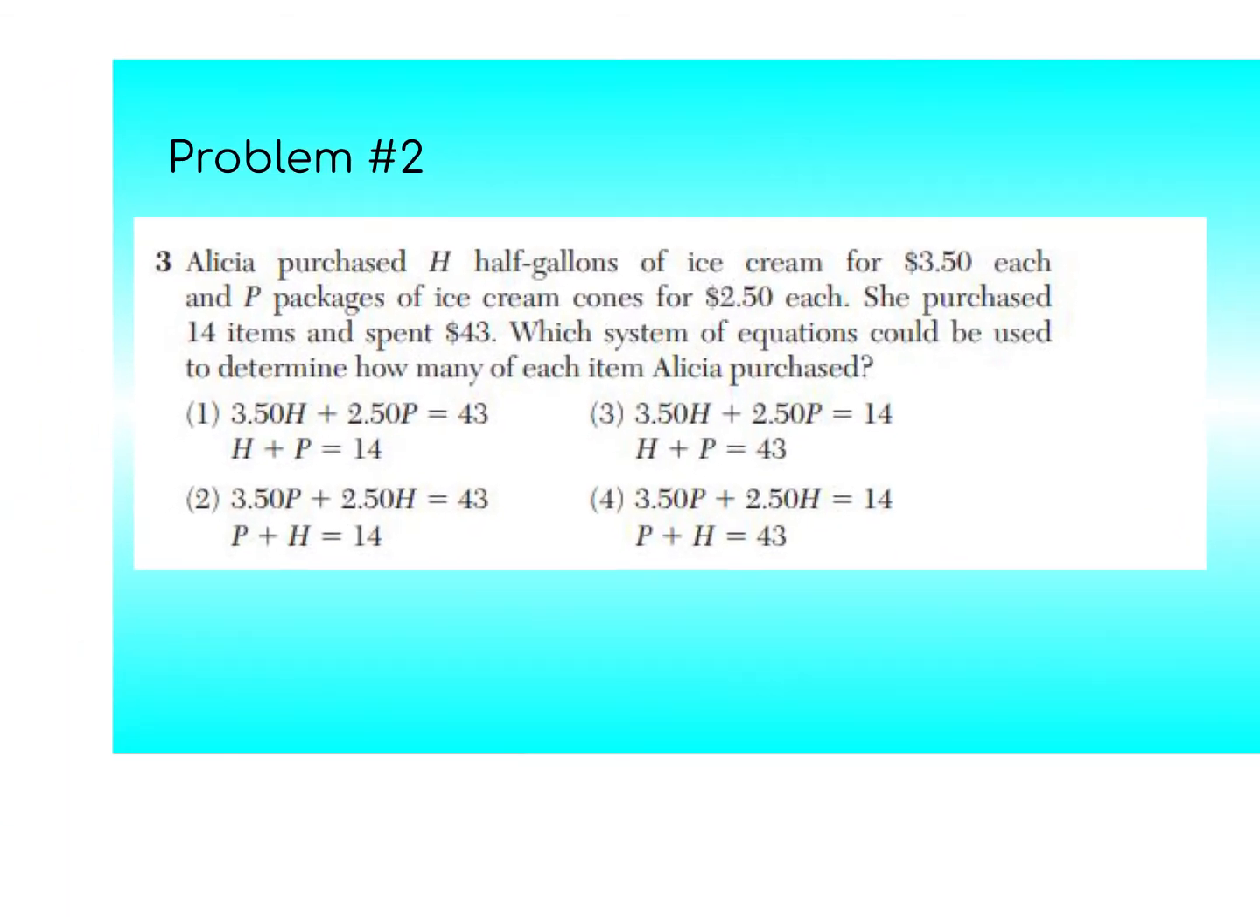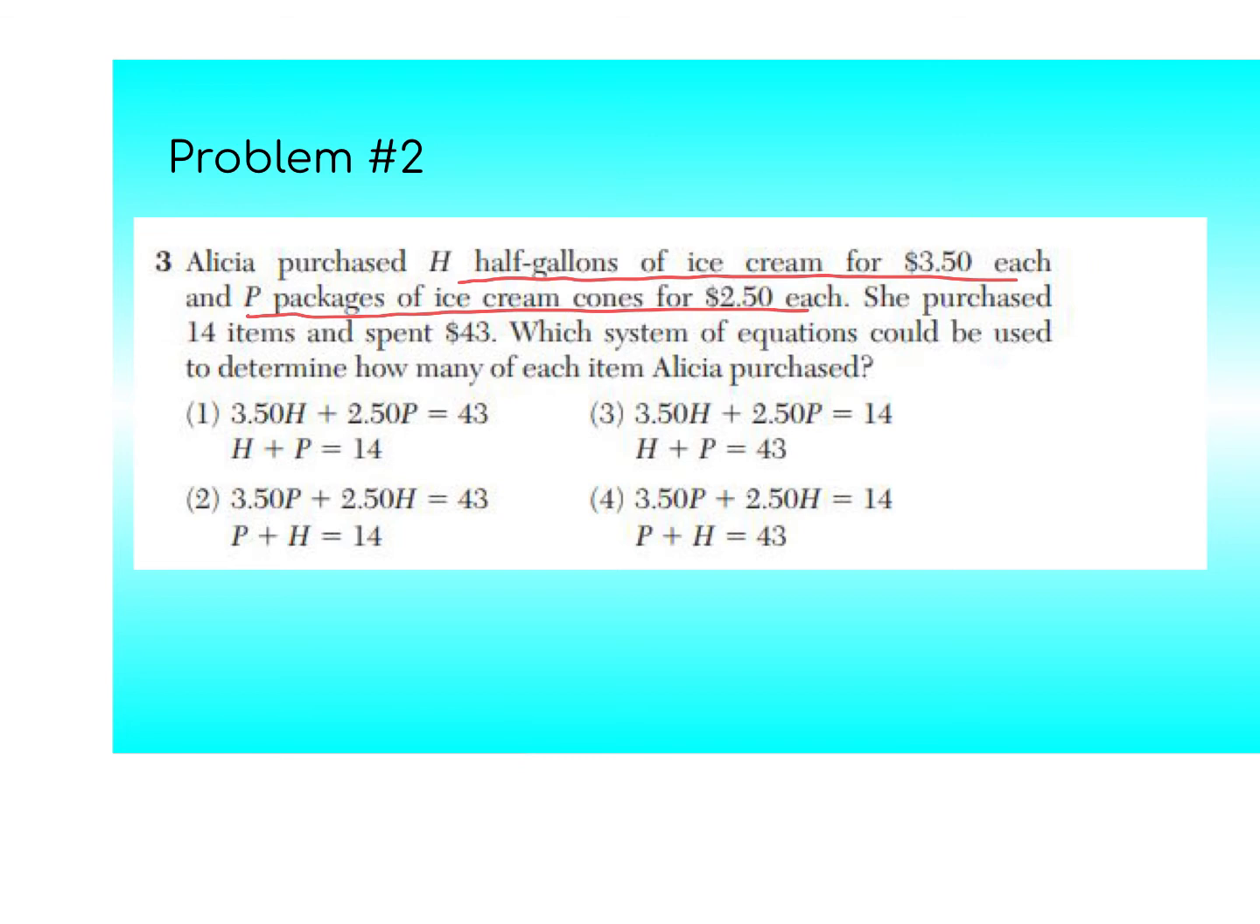Alicia purchased H half gallons of ice cream for $3.50 each, and P packages of ice cream cones for $2.50 each. She purchased 14 items and spent $43. So the red underlined sentence is your first equation. So let's check down at the bottom. So $3.50 for half gallons and $2.50 for ice cream cones, and it says she purchased 14 items and spent $43.